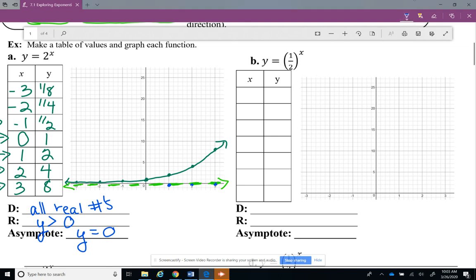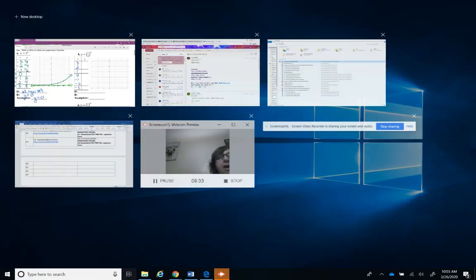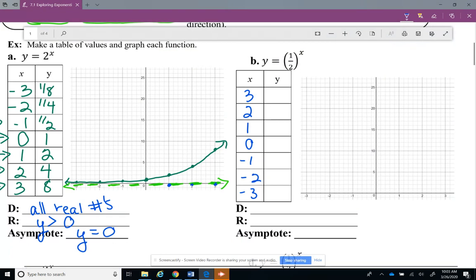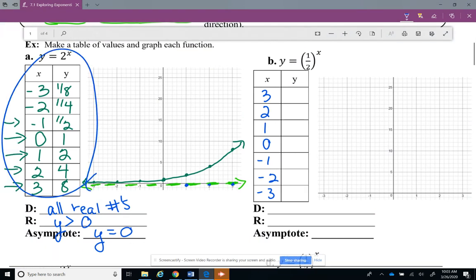All right, B. Okay, I'm going to choose my points. 0. This time I'm going to put 1, 2, 3 above it, and -1, -2, -3 below it. It doesn't matter. If you look at the one that I just did here, I did it in the reverse order, but I'm still using the same x coordinates.